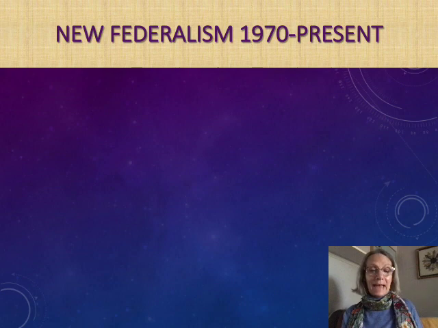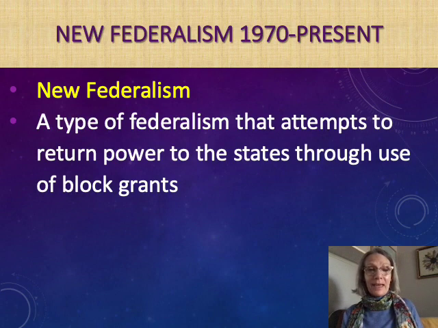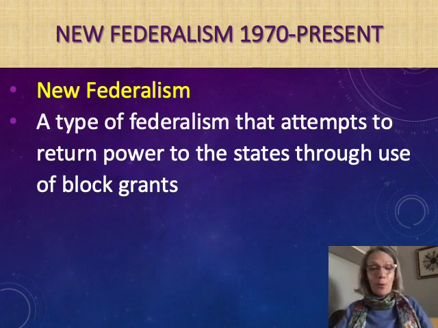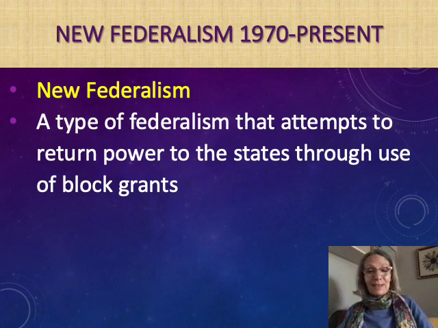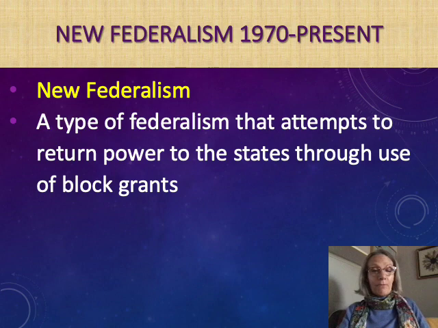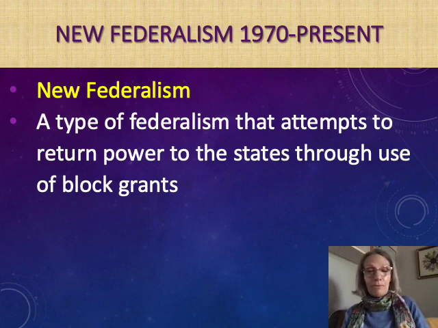And this brings us to the last era of federalism, the era that we are currently in, and it's known as New Federalism. New Federalism is a type of federalism that attempts to return power to the states through the use of something called block grants, which you'll read about more in your textbook and we'll talk about in a second. And so, as we're looking at these different eras, we have the traditional era where we have powers that are separated between the national government and the states. Then you see an intermingling of them through cooperative federalism.